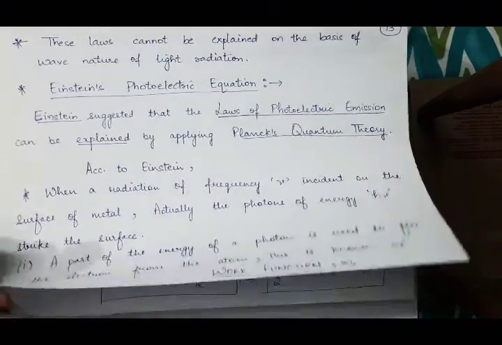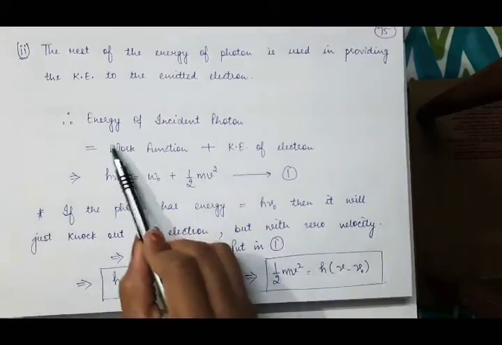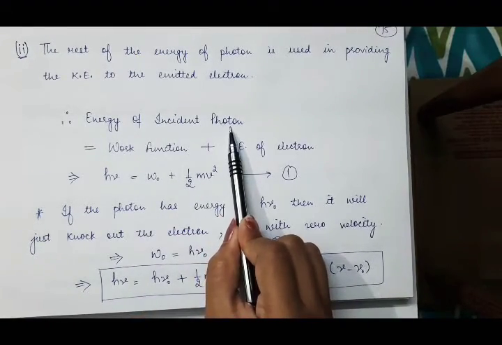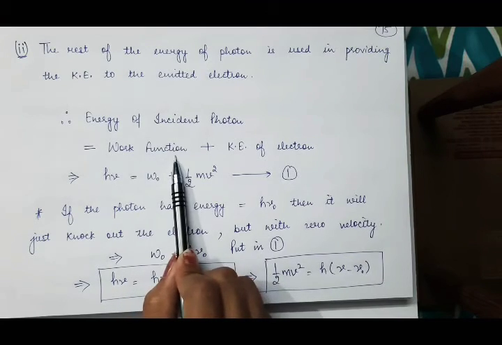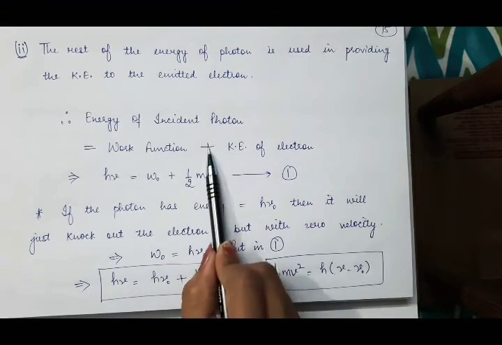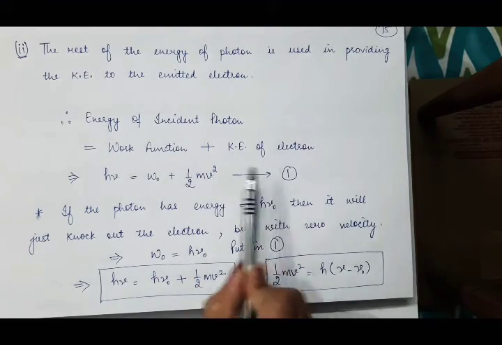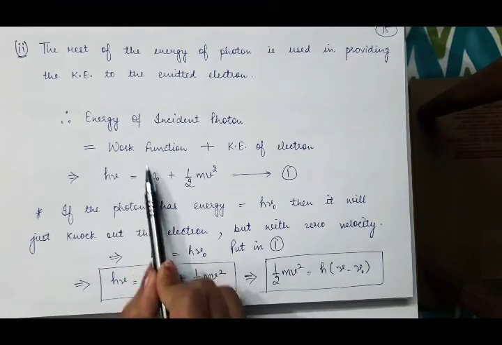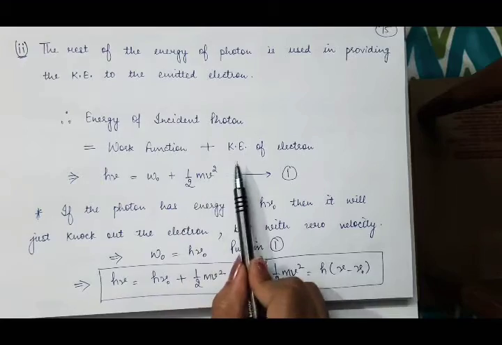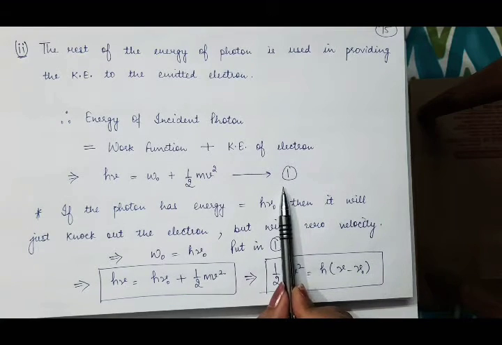So according to Einstein, the energy of the incident photon does two tasks. One is the work function, to free the electron, and second is to provide kinetic energy to the free electron. So the energy of the incident photon is h nu, the work function is W naught, plus the kinetic energy of the electron, half m v square. Suppose this is equation 1.